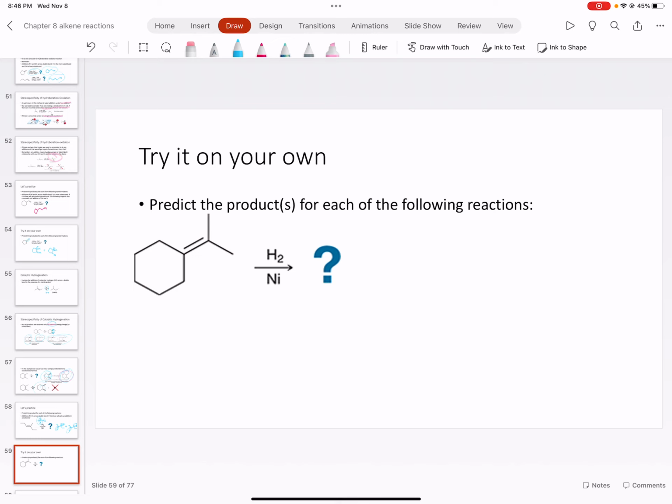So you're very lucky. In this example, this one and this one, they're the same. And then this one and this one are the same. So technically you wouldn't have to really worry about stereochemistry. You just have to focus on the overall reaction, which is just adding hydrogen on both sides.